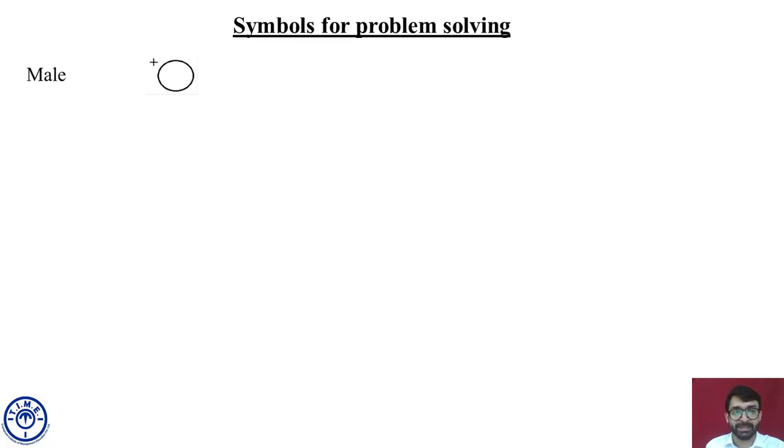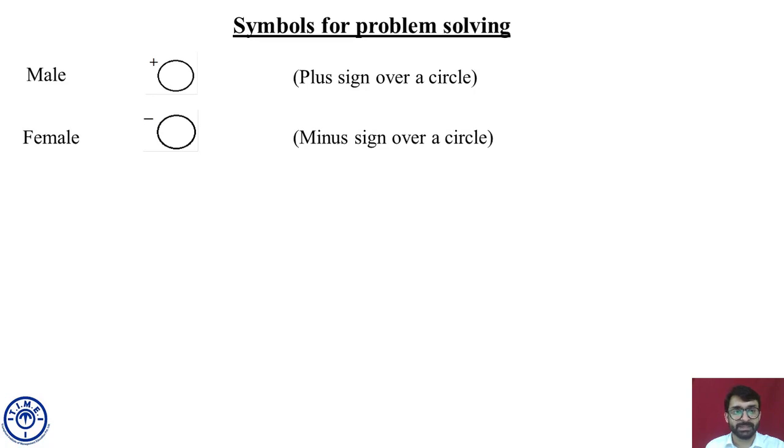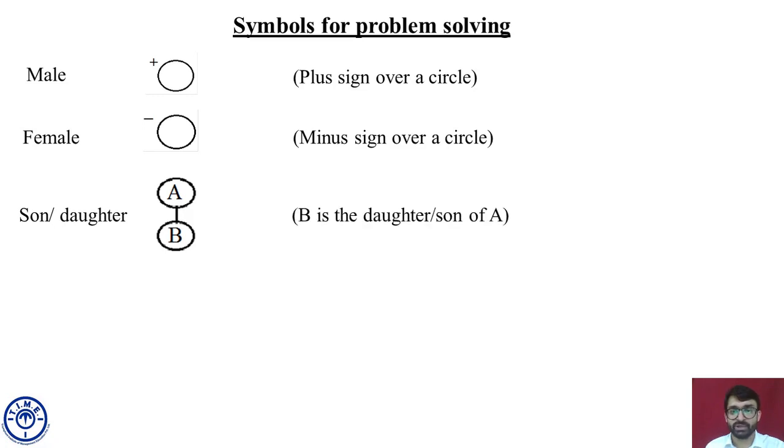A circle with plus sign is a male. Female: a circle with minus sign is a female. Son or daughter: two generations, A and B, or two circles, A and B, joined with a straight line. B is the daughter or son of A. Because we don't know the gender of B, we cannot say B is daughter or son. B is definitely one of the children of A. Fine.